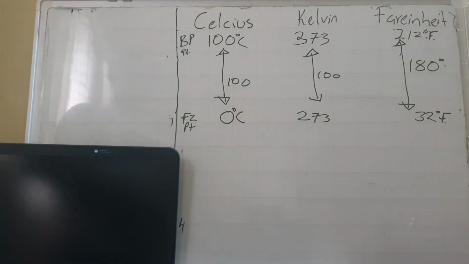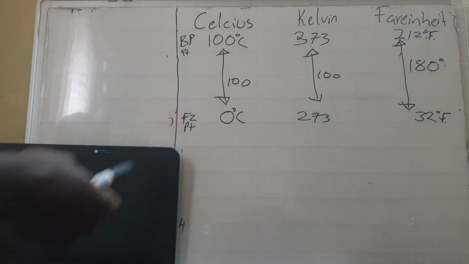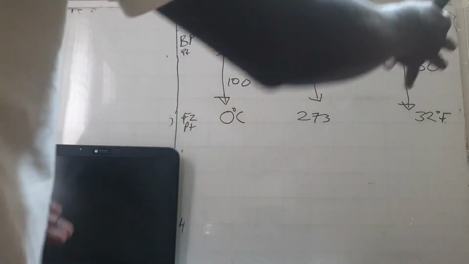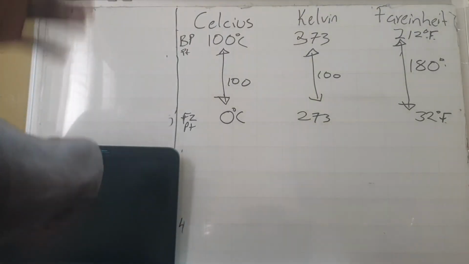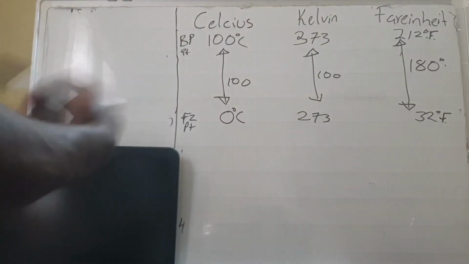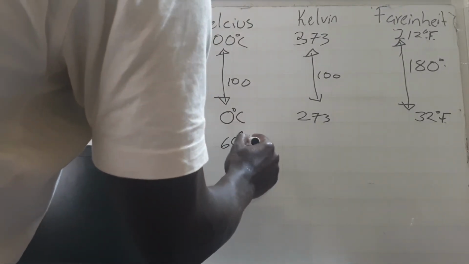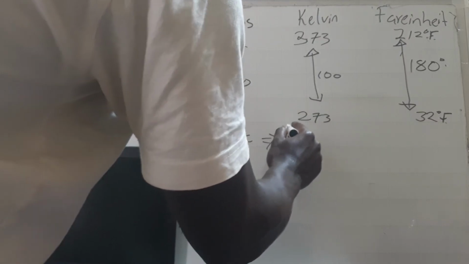And then the last one is from Celsius to Fahrenheit. From Kelvin to Fahrenheit, you don't need to do that. You can just convert it to this and then that, because this is direct, so just know one. So if I need to convert 60 degrees Celsius to Fahrenheit.